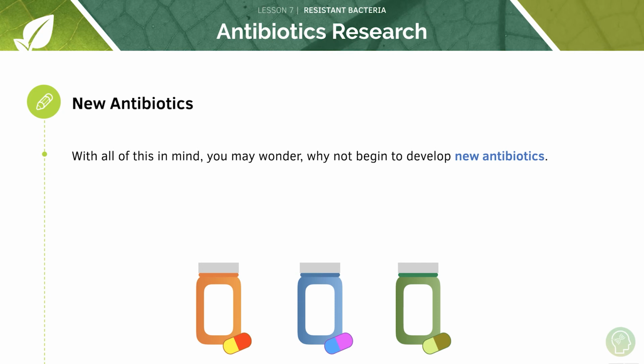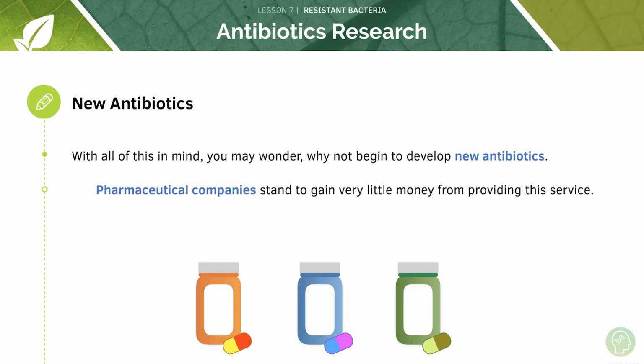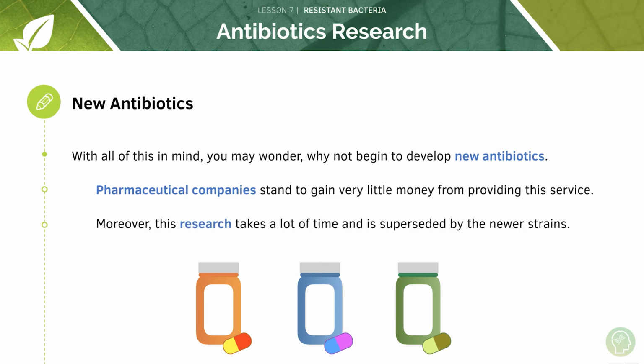So with all of this in mind, you may wonder, why not just begin to develop new antibiotics? Well, the reality is that this is very difficult and expensive, so pharmaceutical companies stand to gain very little money from providing this service, as new antibiotics will not be used and will only be kept in storage until all of the current antibiotics are out of use. Also, this research takes a lot of time and is superseded by the newer strains.